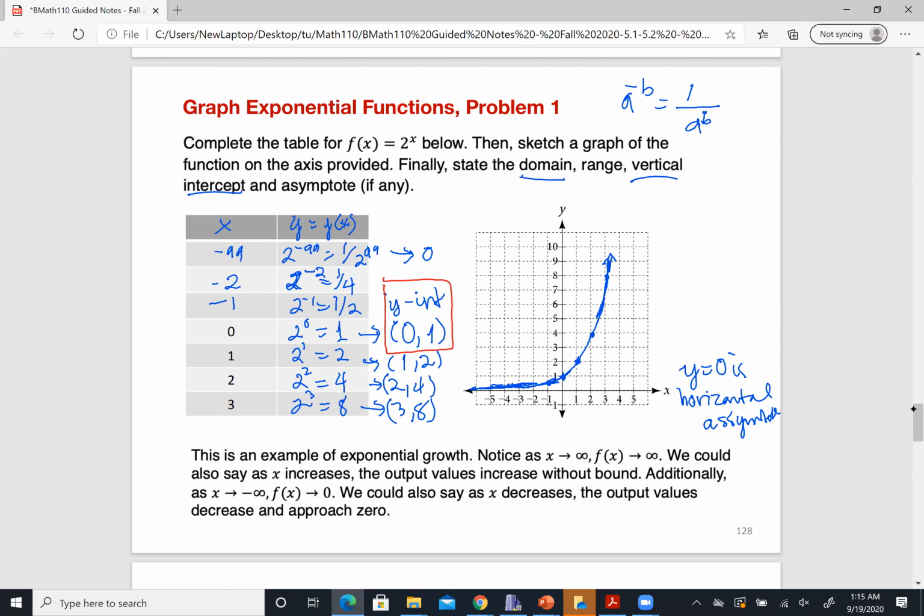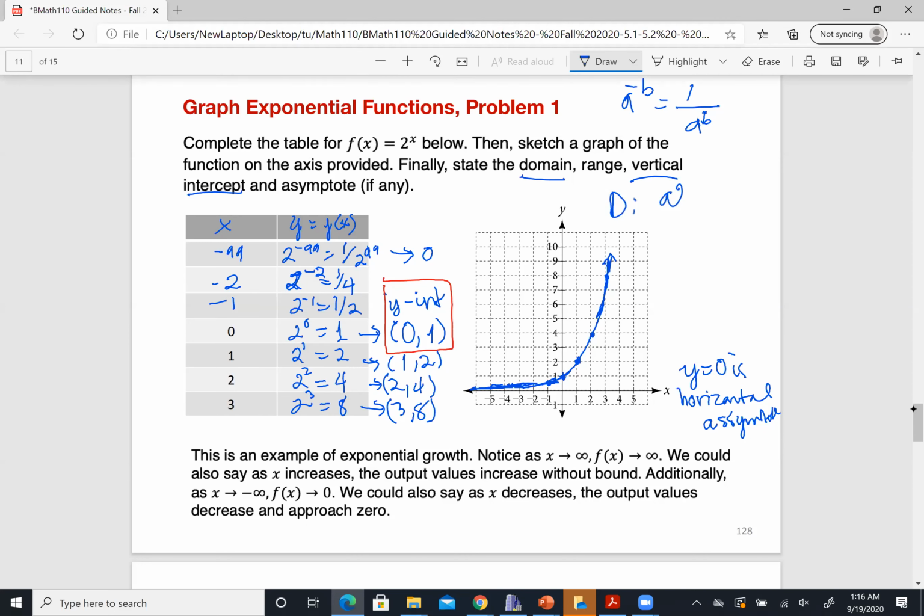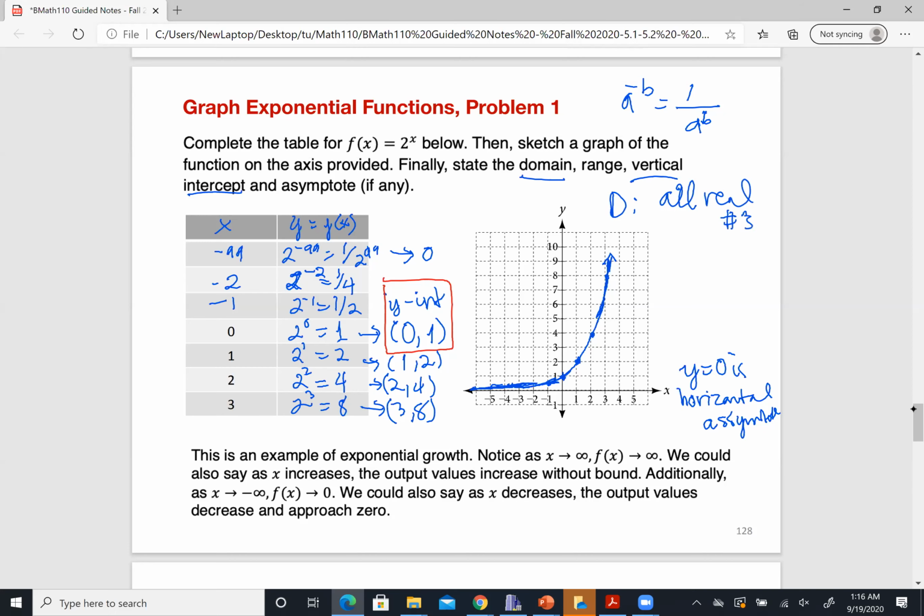What else do I miss? Domain. As I stated before, the domain is all real numbers. What else? Range. In this case, you will see that the range is from 0, not included, to positive infinity. Just from 0 going up to positive infinity. What else? I have the vertical intercept and then the asymptote. Yeah, and that's it. So we did the sketch, we did everything else.